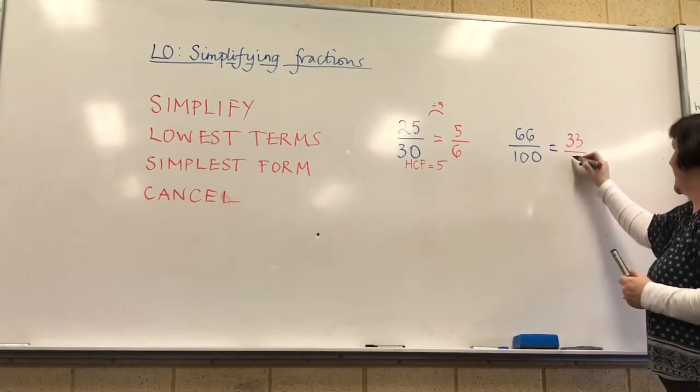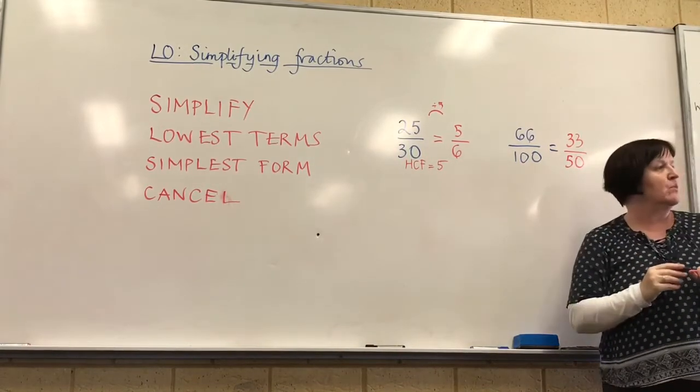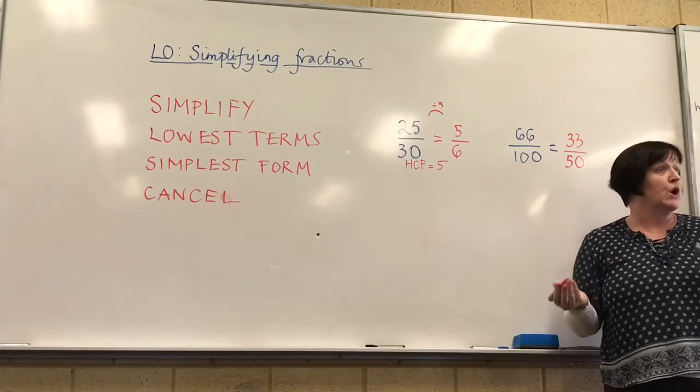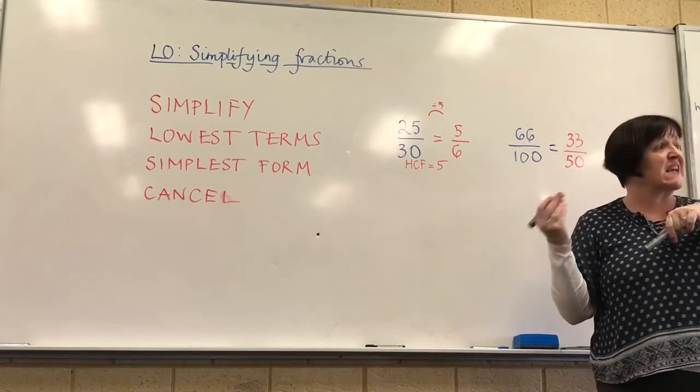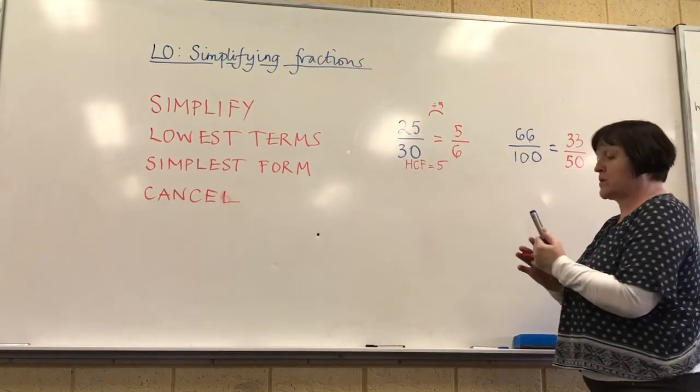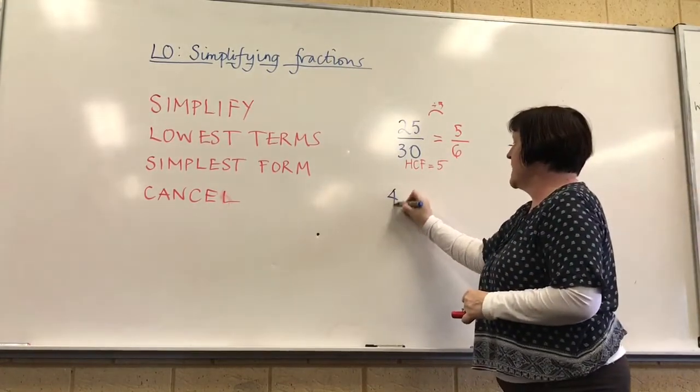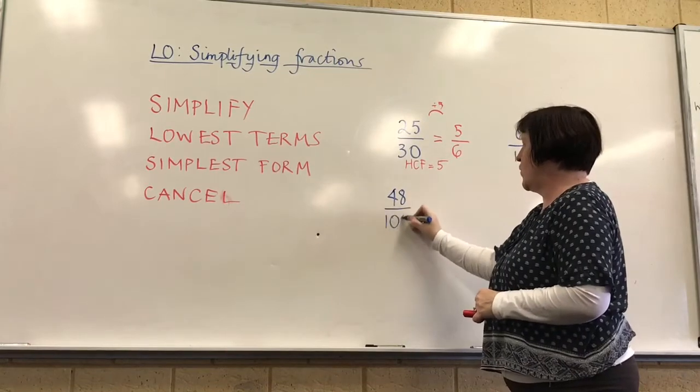50, okay. Now, we look at that, and we have to see, are there any more common factors between 33 and 50? Can we cancel it any further? And in this case, we can't. So what we'll do, I'll give you another example. Say 48/100.